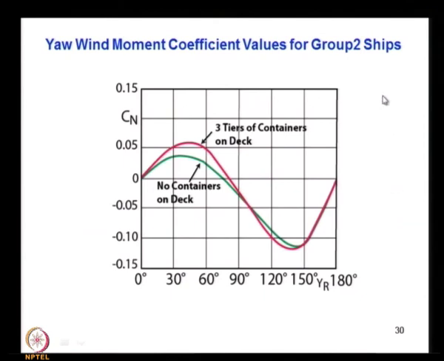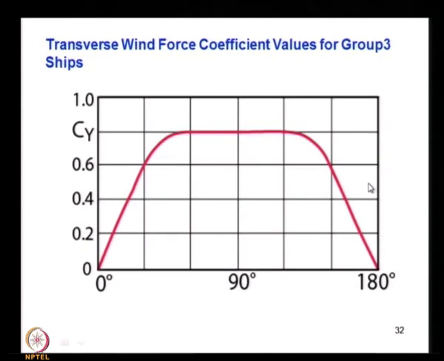So, this is again container ship group 2, the CN values here. The trend remains the same, only the values are different, depending on the number of tiers used and whether it is used or not.